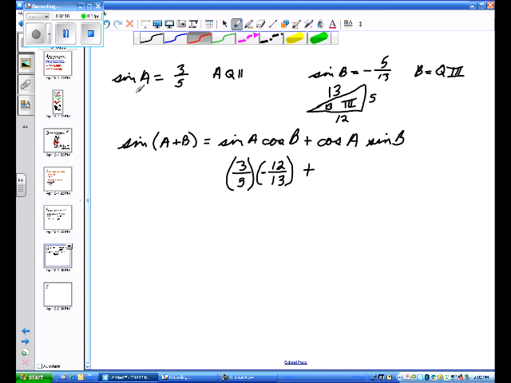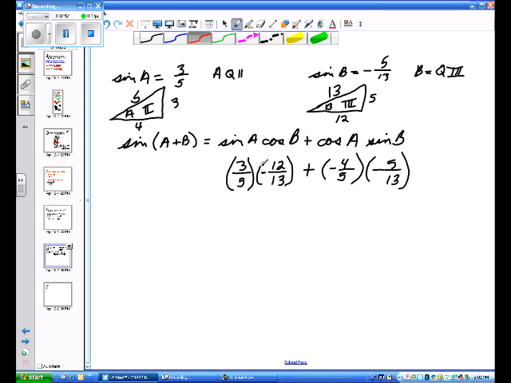Now, cosine of A, we don't know that. So again, we're going to draw our triangles. And we know that the sine is the opposite over the hypotenuse. Using our Pythagorean theorem, this is a 3, 4, 5. And we're in quadrant 2. So the cosine of A is 4/5. We're in quadrant 2, so the cosine is negative. And the sine of B is -5/13.